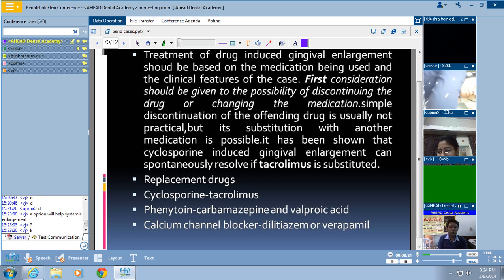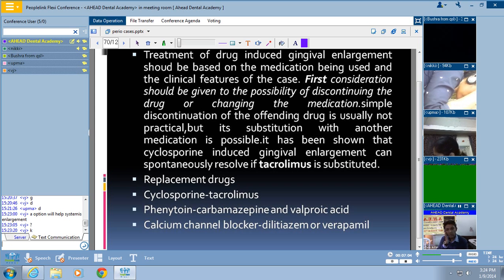Treatment of drug-induced gingival enlargement should be based on the medication being used and the clinical features of the case. As we told you, first consideration should be given to the possibility of discontinuing the drug or changing the medication. Mostly it is the change in medication and not the discontinuation, because these people are on medications which are very necessary for their survival. Simple discontinuation of the offending drug is usually not practical, but its substitution with another medication is possible. It has been shown that cyclosporin-induced gingival enlargement can spontaneously resolve if tacrolimus is substituted.